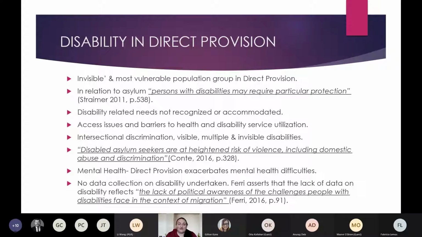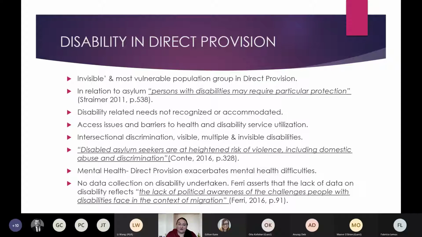So disability within direct provision is very much an invisible population group, with very little attention paid, either within the mechanisms of the Irish international protection system or disability services within Ireland. While the earlier mentions of vulnerability in John's presentation bring up lots of debate, all asylum seekers can be argued to be a very vulnerable population due to the difficult situations that they're living in, often for protracted periods of time in direct provision. And disabled asylum seekers, particularly with additional barriers, would be even more vulnerable.